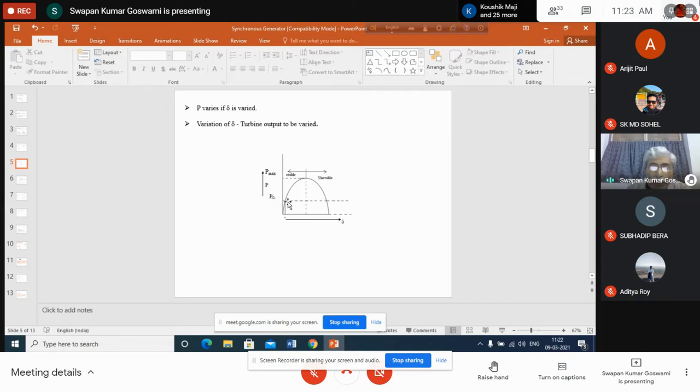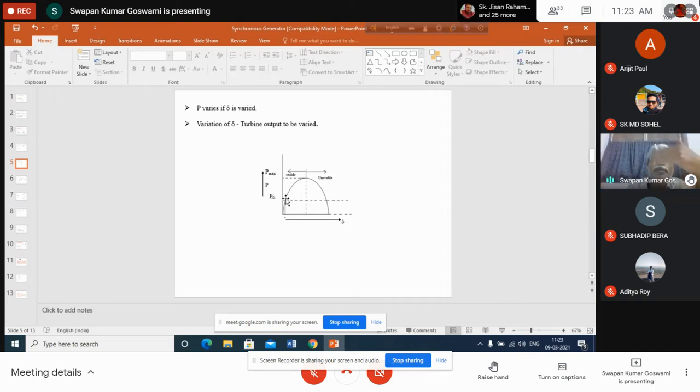Why will the time lag be there? Because for changing the output power, the value of delta has to be changed, and for changing the value of delta, the speed of the generator has to increase. Otherwise, you cannot change the position of delta. You cannot change the position of the rotor with respect to the infinite bus voltage. Okay. So the speed will increase because input power is more than output power.